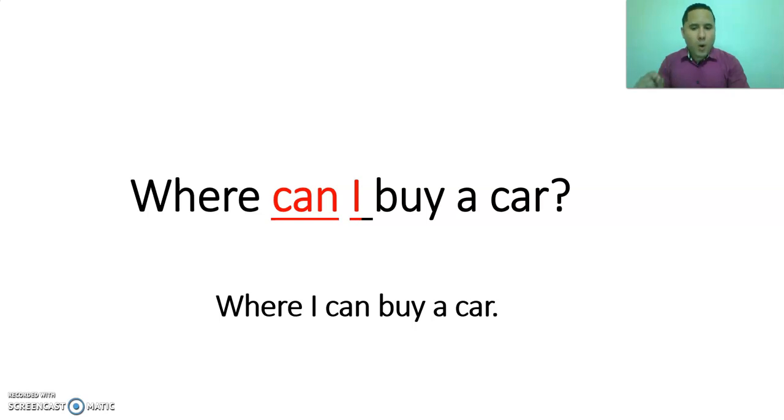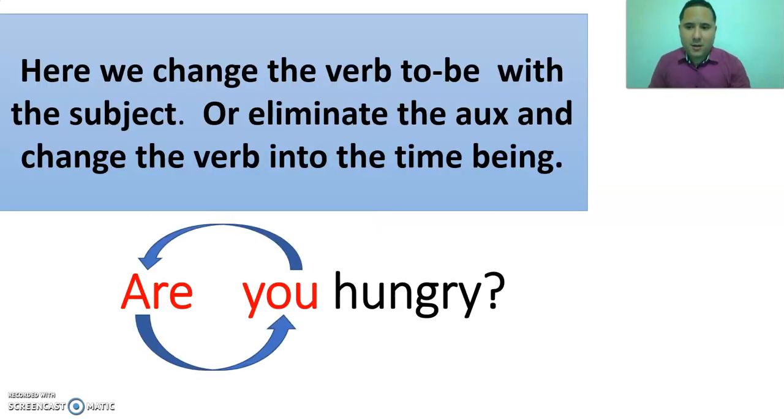Yes. Where I can buy a car. One more, guys: when we have a yes/no question, okay? Are you hungry? Yes or no. So if we have a yes/no question with the verb to be, we are going to do the same. We are going to switch places. Are you hungry? You are hungry.